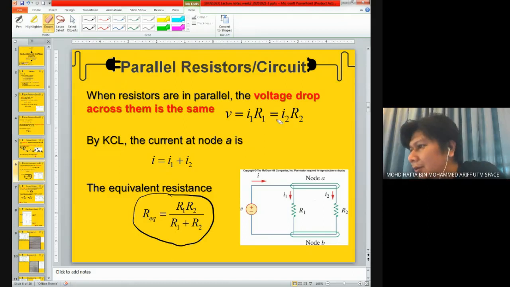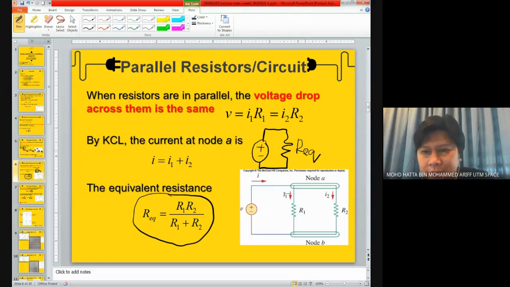Okay. In other words, what we're trying to do is simplify this circuit to become like this. Okay, this is the equivalent resistor. When we combine those two resistors, the formula we're using is that stated over here, where R equivalent equals R1 times R2 divided by R1 plus R2.